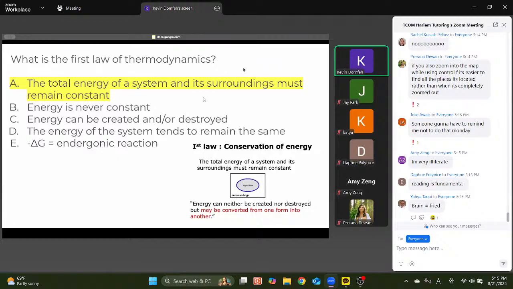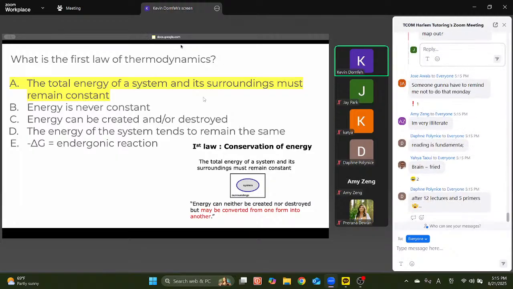is asking you, right? The first law of thermodynamics is that the total energy of a system and its surroundings must remain constant, right? And this is proof from the lecture slides on the bottom right corner. So B is obviously the opposite of A, so that can't be right at all. C is what a lot of you guys were choosing, which is incorrect because energy cannot be created or destroyed. It can only be transformed into a different form of energy, right?